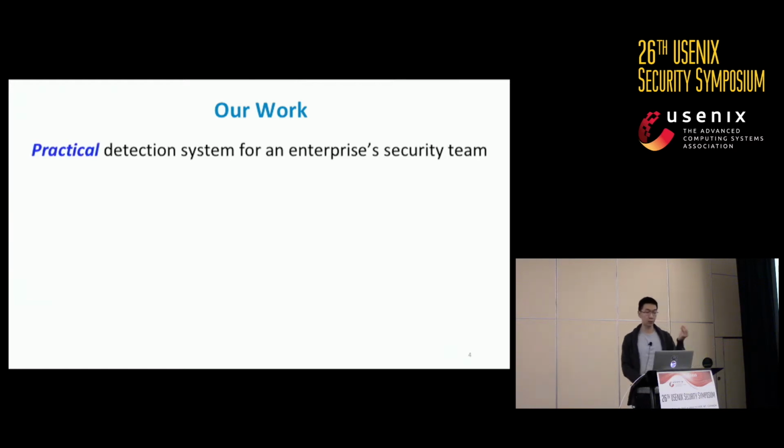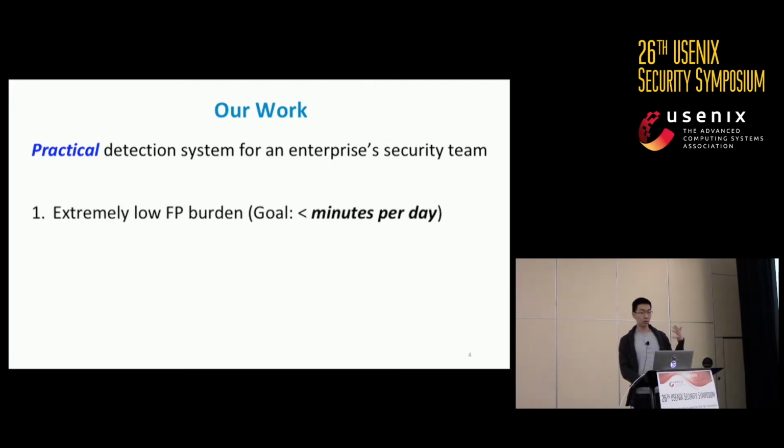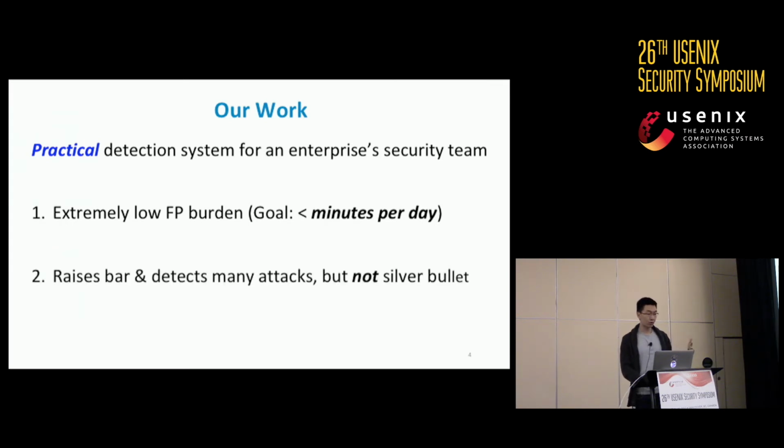Right? We really want to build a practical, and I really mean truly practical, detection system that an enterprise's security team can use to detect these kinds of attacks. And we're going to aim for two goals. The first is that for it to be practical, we need to have an extremely low false positive burden. And our goal is going to target minutes per day. Our alerts should take less than minutes per day for an analyst to process. And of course, we want to detect many attacks, and we want to significantly raise the bar. But we're not promising a silver bullet. This is a detection system, and so our goal is really to highlight a practical path forward that will detect many attacks and have a low false positive burden, but we're by no means going to solve spearphishing.